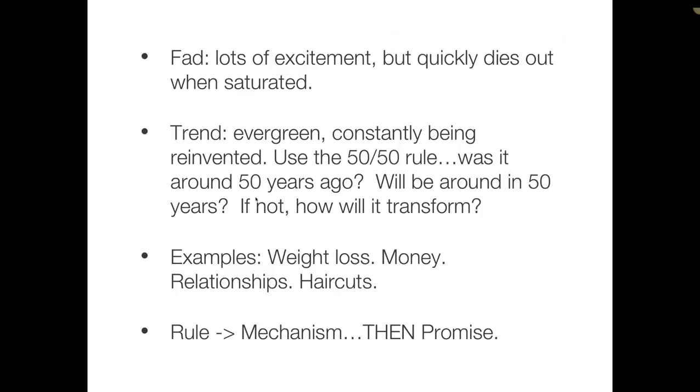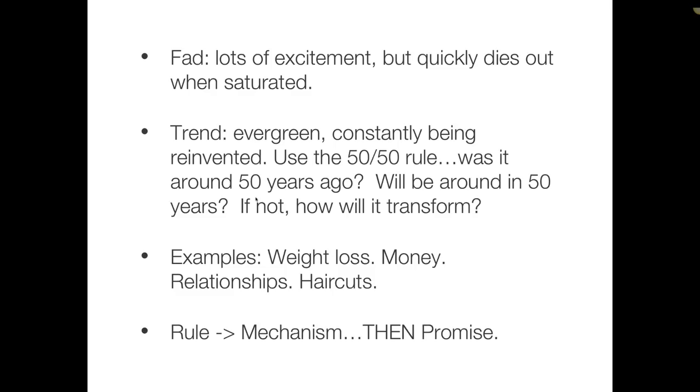So some examples of an evergreen trend marketplace is weight loss. People are always going to want to lose weight. More specifically, people are always going to want to look sexier. Right now, that's weight loss. Back in the 30s or 40s, maybe earlier than that, it was actually weight gain, especially for women, because women were too skinny according to the cultural standards at the time.